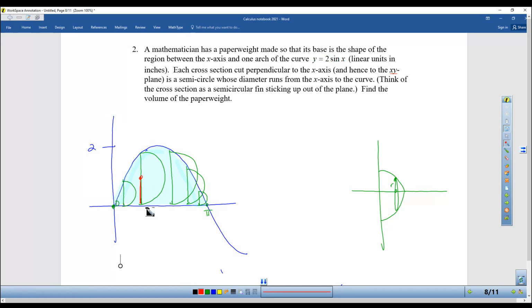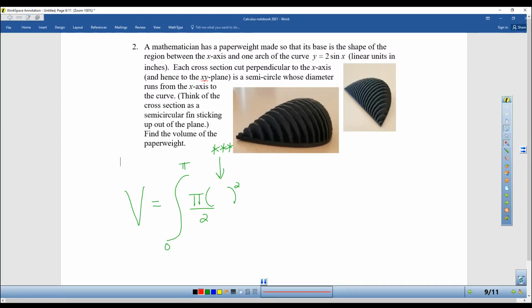It's not the height of the function. How is it related to the height of the function? It is half the height of the function. So the radius of each semicircle is 2 sine of x divided by 2. That's the full height, but that would be the diameter. And since I only want radius, I have to divide by 2. So the radius is going to be just sine of x. And like I said, this is where some people really start to struggle.